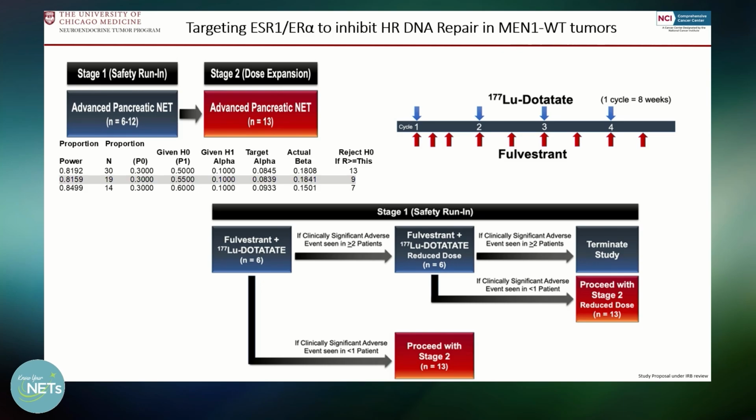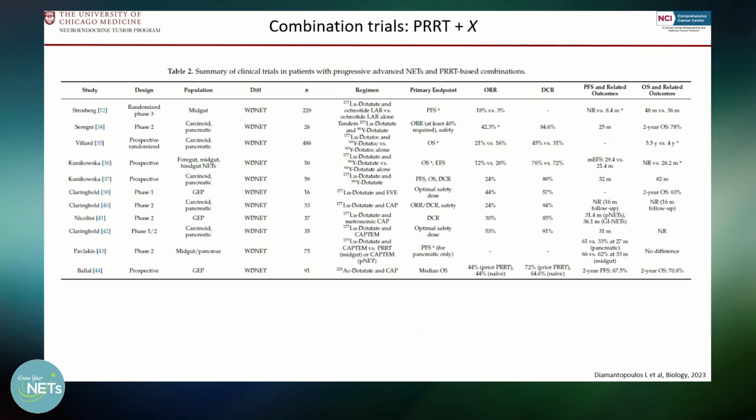We have enrolled already 5 patients. We're planning to enroll a total of 6 for the first phase and then an additional 13. And again, combining fulvestrant, which is essentially a shot that you get in your arm, with Lutathera, perhaps, we'll have to see for those results to come back, could be an interesting strategy to improve how PRRT works.